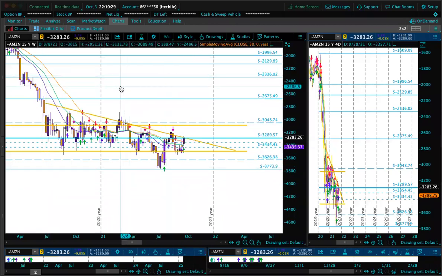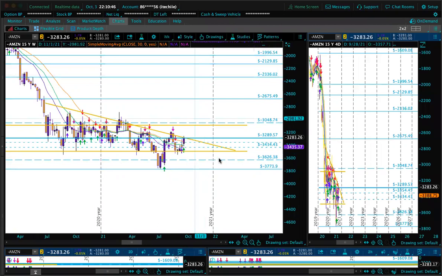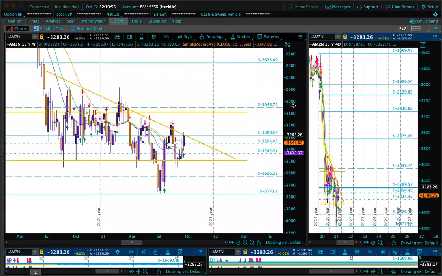Falling flags or descending wedges are very bullish. 3,000 is coming. And the way that we're looking at ES tonight, Amazon should be opening above 32.89. 32.89 will be a high for the week, this level. Anything close to that will be a high.